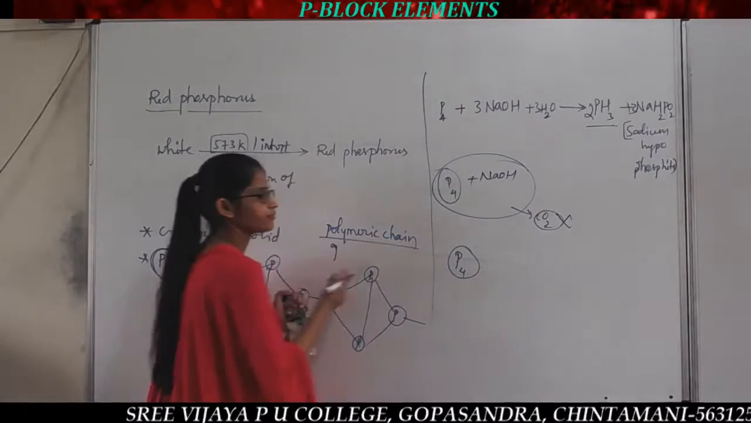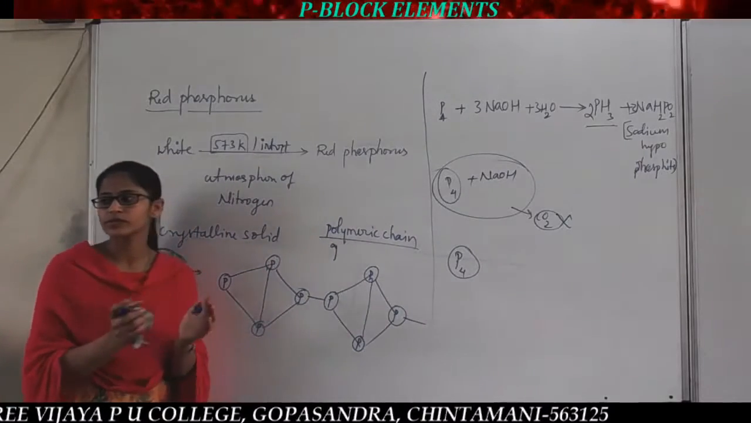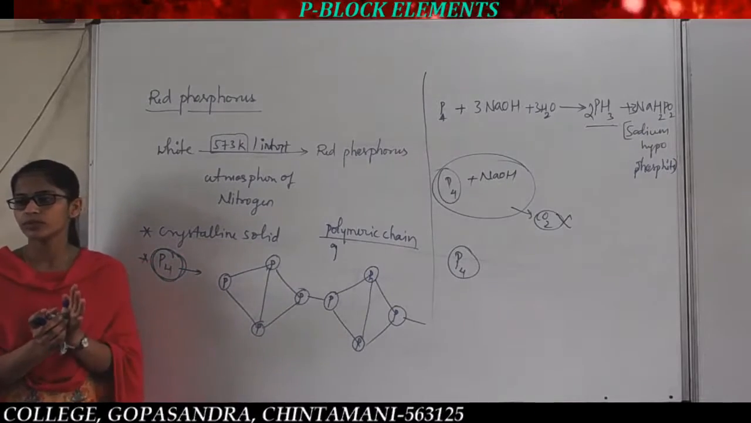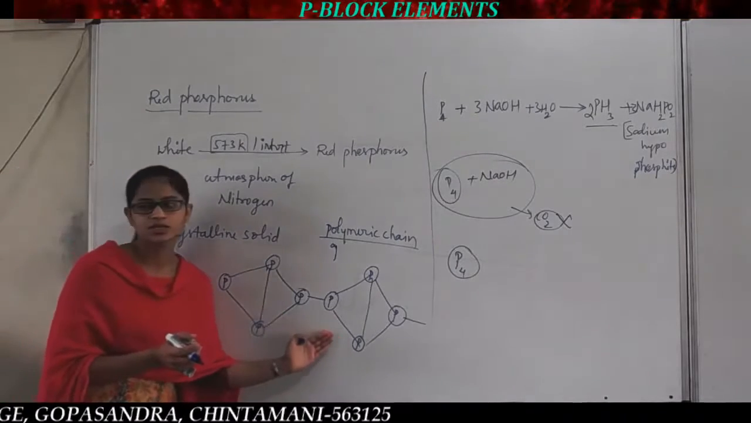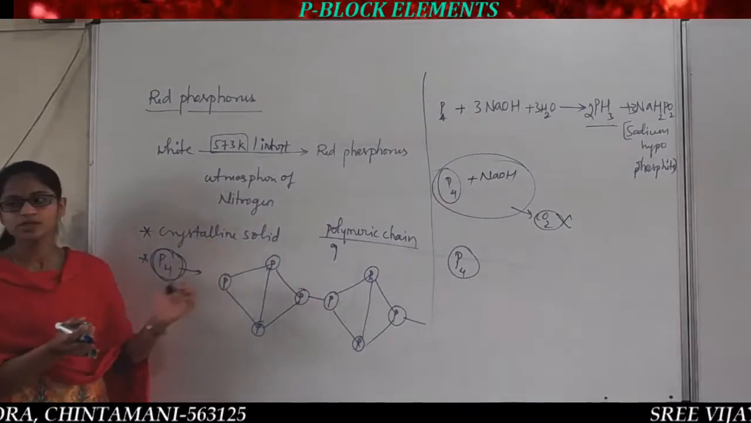Or polymeric form. What is the meaning of polymers? The number of monomeric units or single units combined in a linear chain or a branching chain. But in this case, they form a linear structure. Okay, it's a major difference between red phosphorus and white phosphorus.